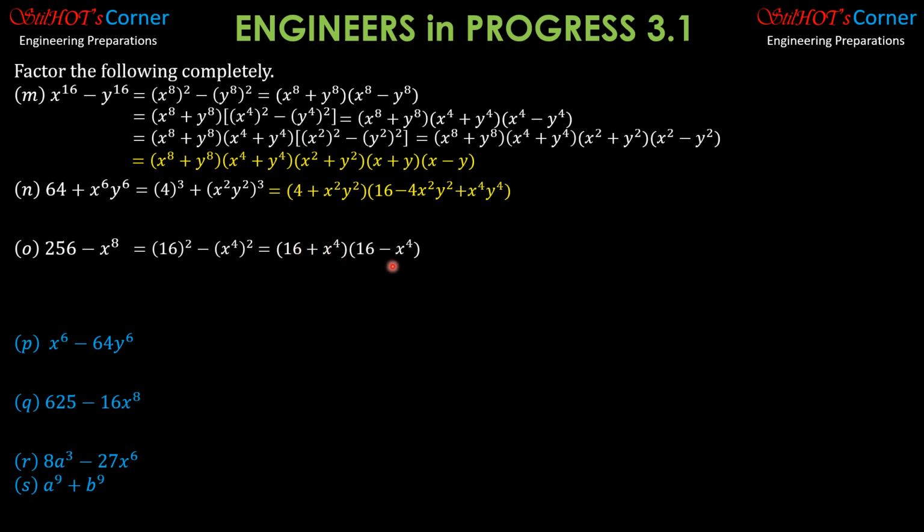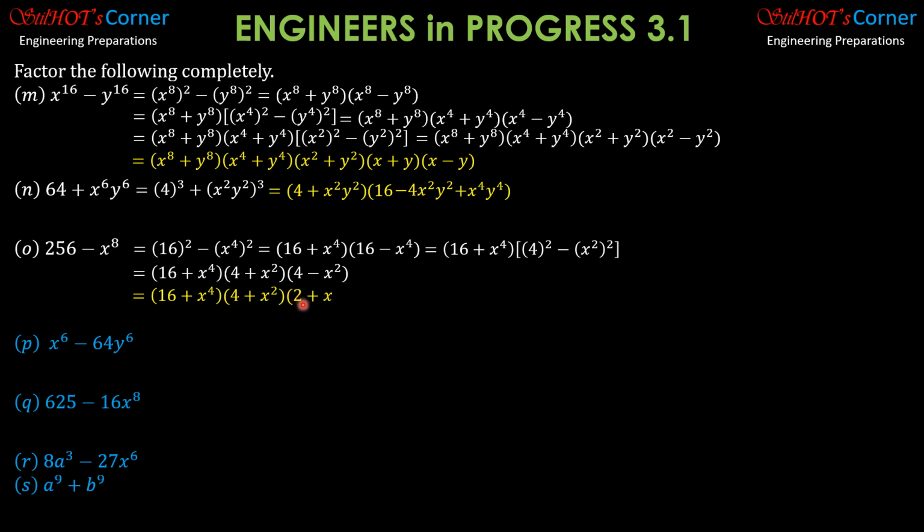So we copy 16 plus x to the fourth, then we write this as 4 squared minus x squared, squared. So furthermore, this is the quantity 16 plus x to the fourth times the quantity 4 plus x squared, then the quantity 4 minus x squared. We have a difference of two squares. Factors of this are 2 plus x and 2 minus x. 4 plus x squared can no longer be factored, that's prime. So therefore, the final answer would be the quantity 16 plus x to the fourth times the quantity 4 plus x squared, the quantity 2 plus x, then 2 minus x.